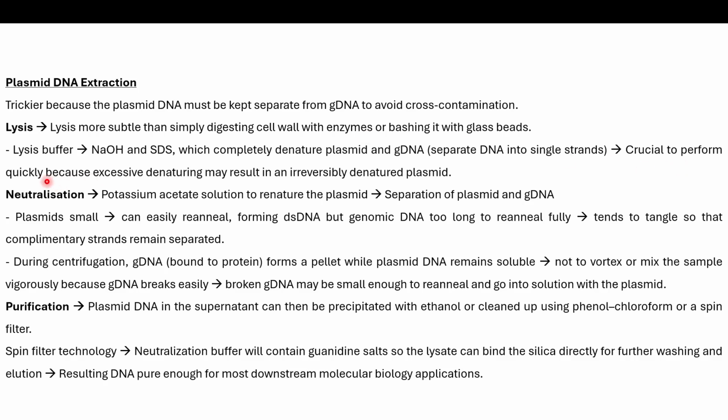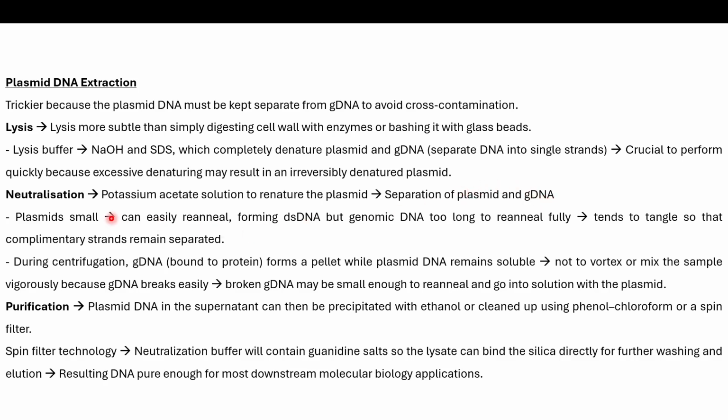We have to be really quick in this step, because if we denature it excessively, it can lead to permanently denatured plasmid. The plasmid can't recircularize, or renature. After lysing, you have to neutralize. In this neutralization step, potassium acetate is added to renature the plasmid, and this helps in separation of plasmid and genomic DNA.